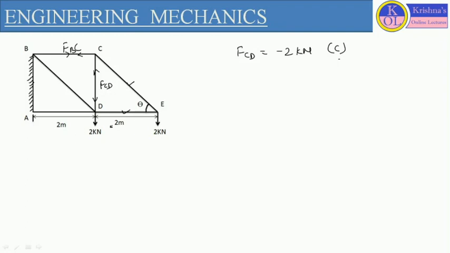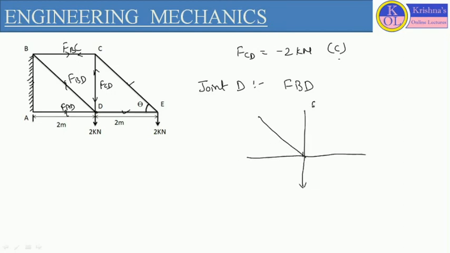Now the rest of the forces we can define with the help of joint D. How many forces are left? FBC, FBD and FED. These forces are remaining. So let's define the other forces by joint D. First we will draw the free body diagram of joint D. So this is our free body diagram of joint D.